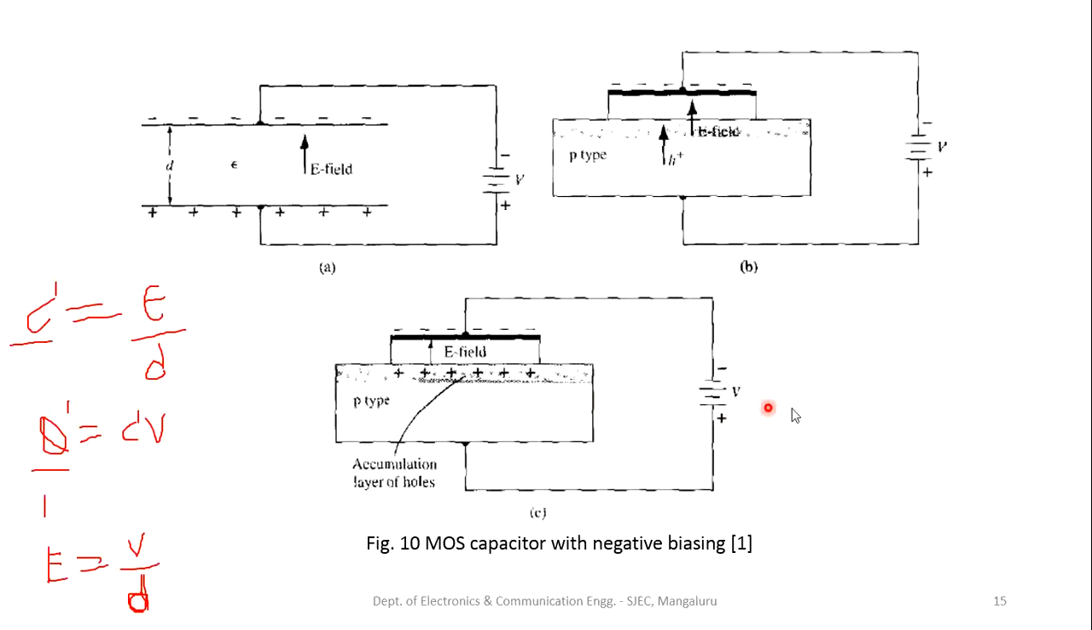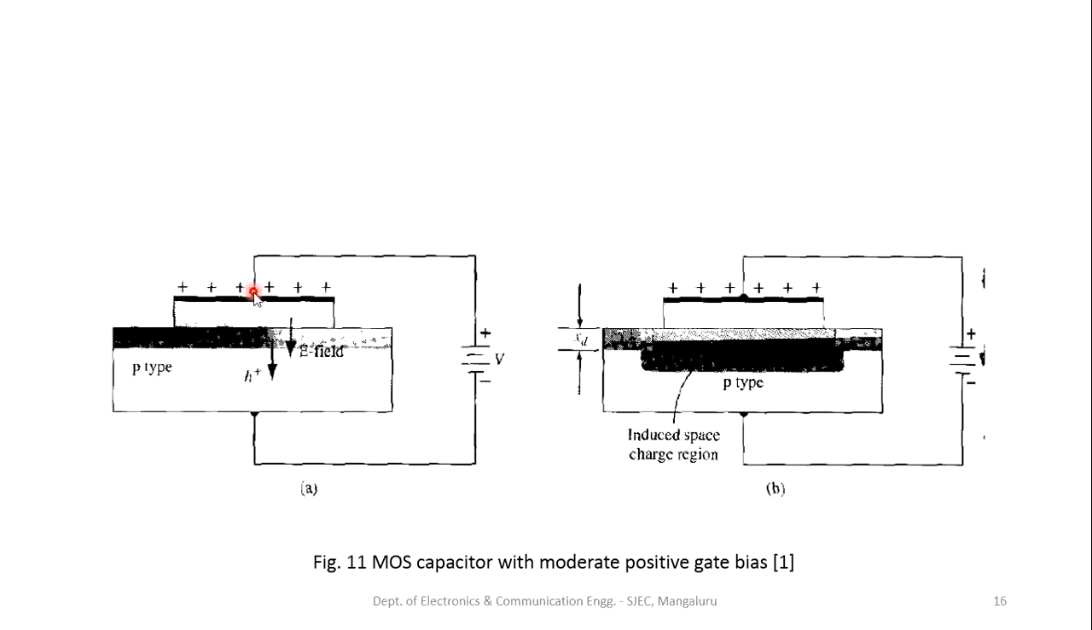Next, consider the case when the top plate is connected to the positive terminal of the battery and the bottom plate is connected to the negative terminal of the battery. In this case, the electric field tends to move towards the semiconductor substrate, as a result of which more and more holes move away from this junction.